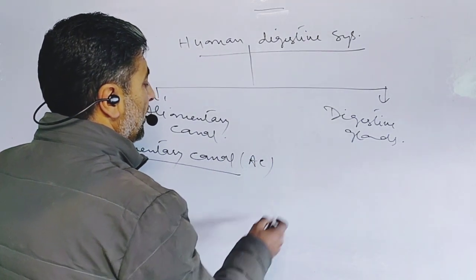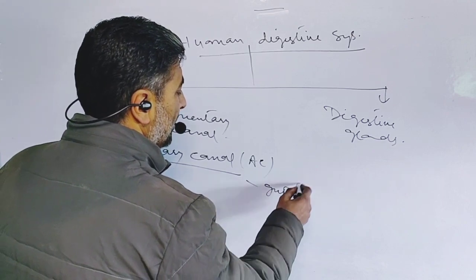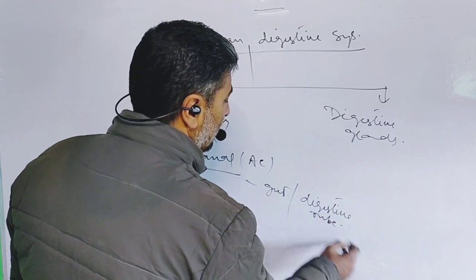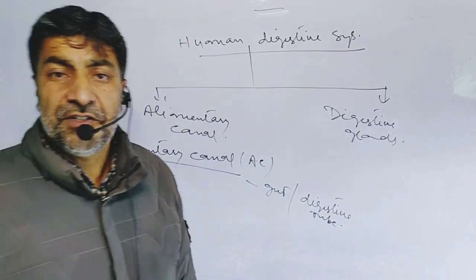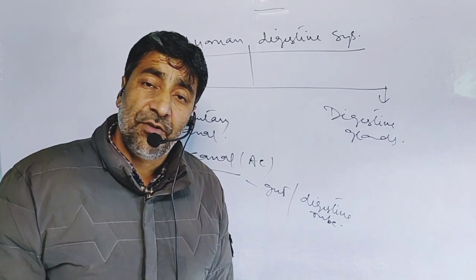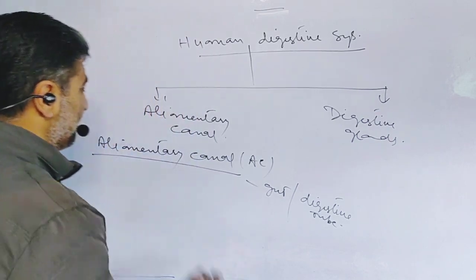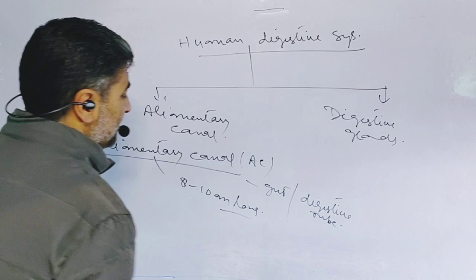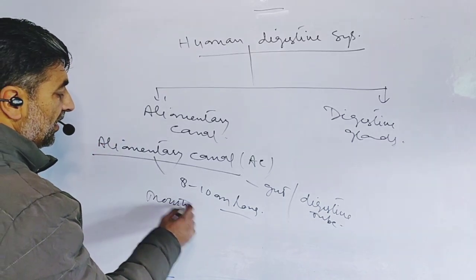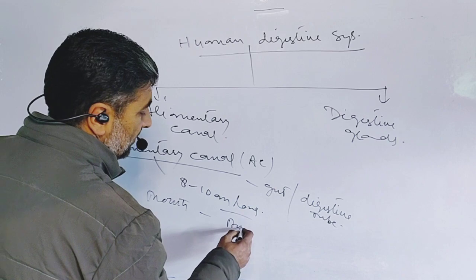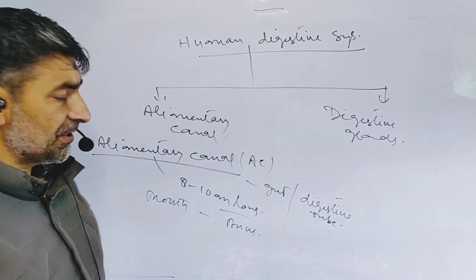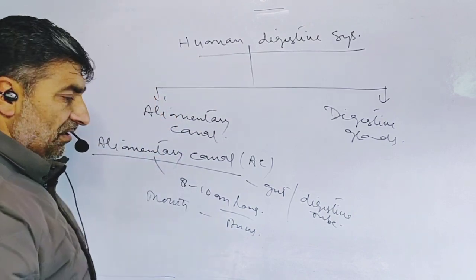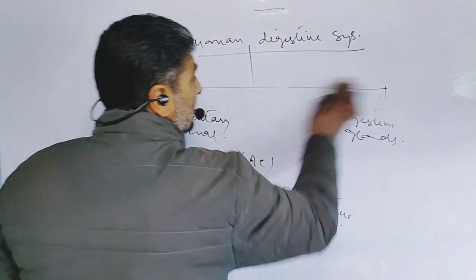Alimentary canal, it is also called as gut or digestive tube. So what is alimentary canal? What is digestive tube? It is 8 to 10 meters long tube. It starts from mouth and ends at anus. The digestive tube starts from mouth and ends at anus. Yes. Now, the parts of alimentary canal.